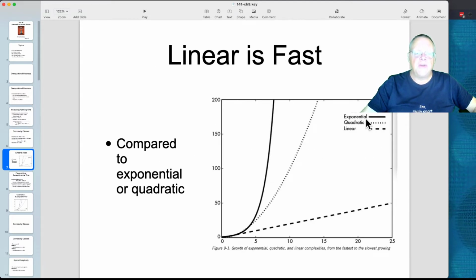smaller one. So here are these ones graphed. Here is linear. As the scale goes up, here is quadratic, and here is exponential, really fast.